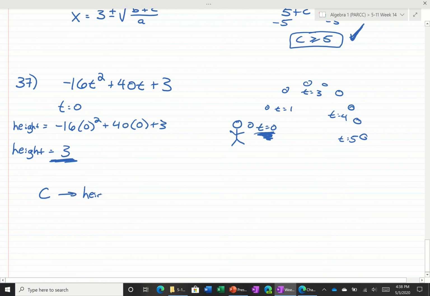The way that the answer is worded is the ball is thrown from a height of 3 feet.